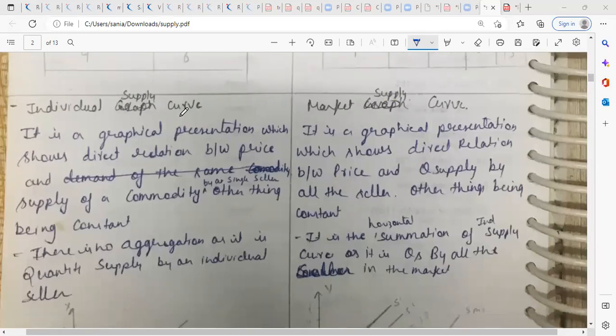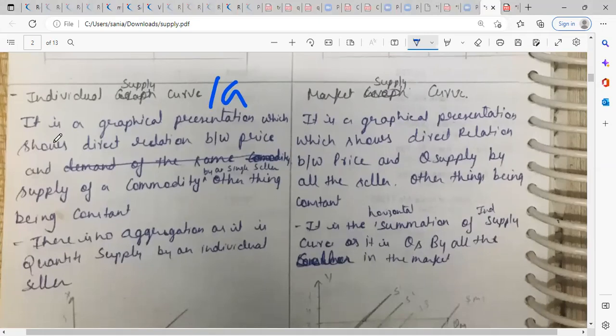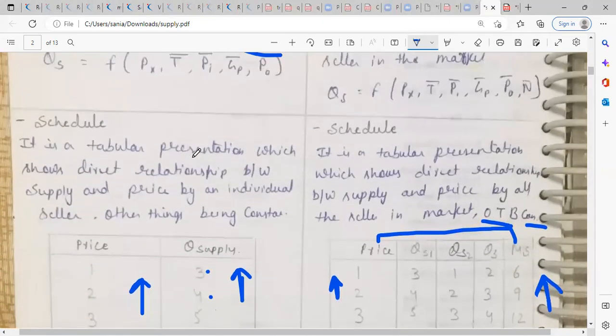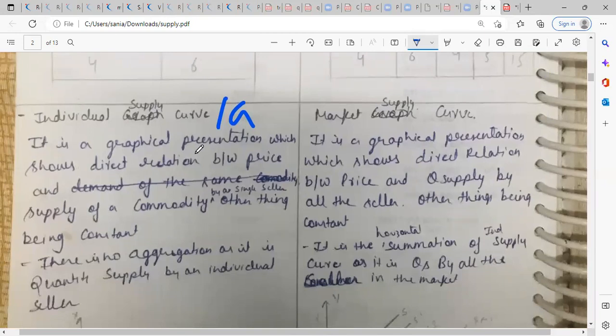Now coming to the individual supply curve, which is basically the graph. A schedule is a tabular presentation; the graph will be the graphical presentation, the only difference. So it is a graphical presentation which shows direct relationship. See, the definition is going to be the same, but you have to change your wordings according to the need. If they are asking you individual supply curve, just write it is a graphical presentation. If they are asking you individual supply schedule, then it is a tabular presentation. If they are just asking you the simple definition of individual supply, then there is a direct relationship with whatever it is.